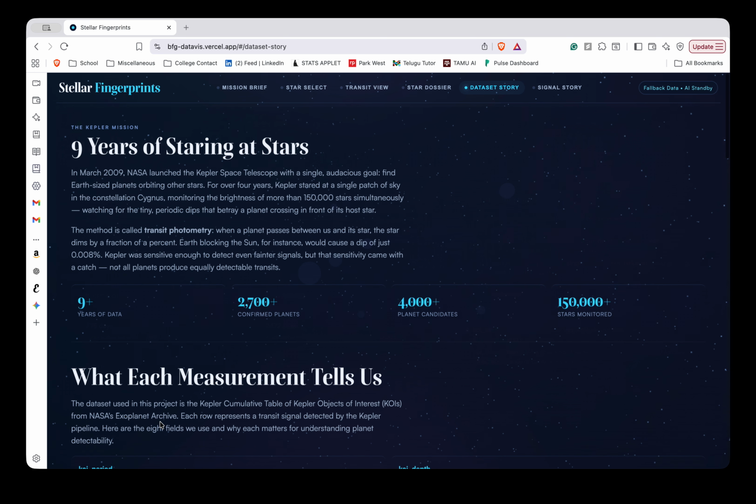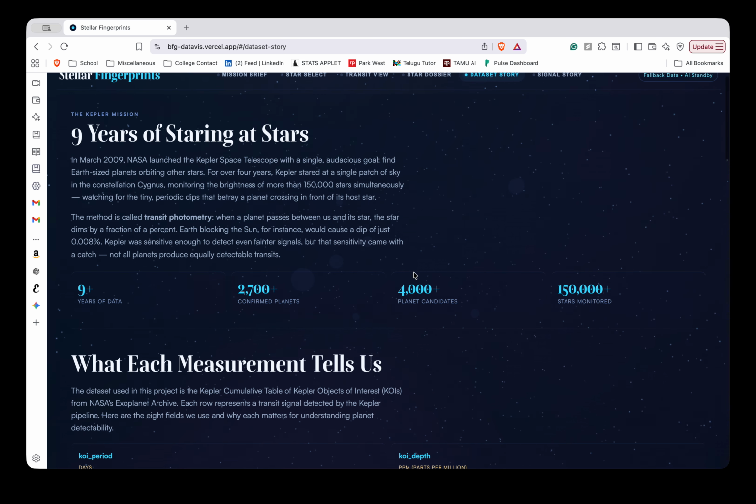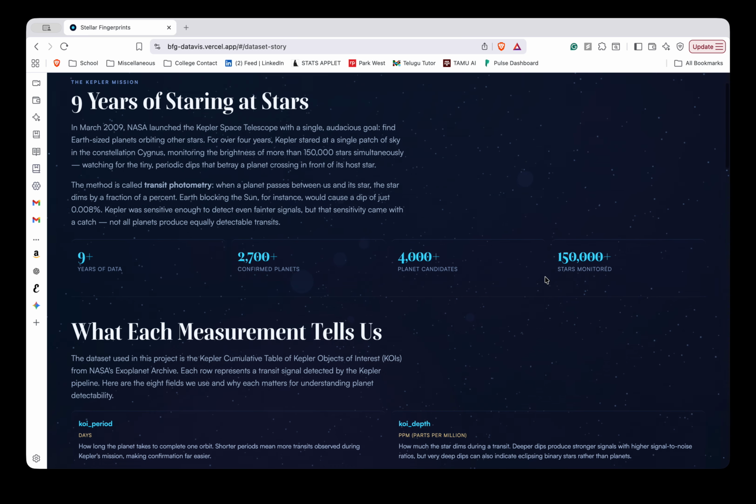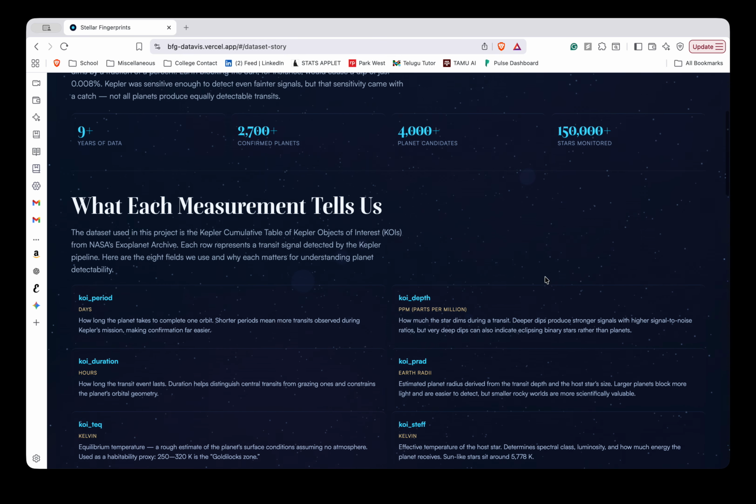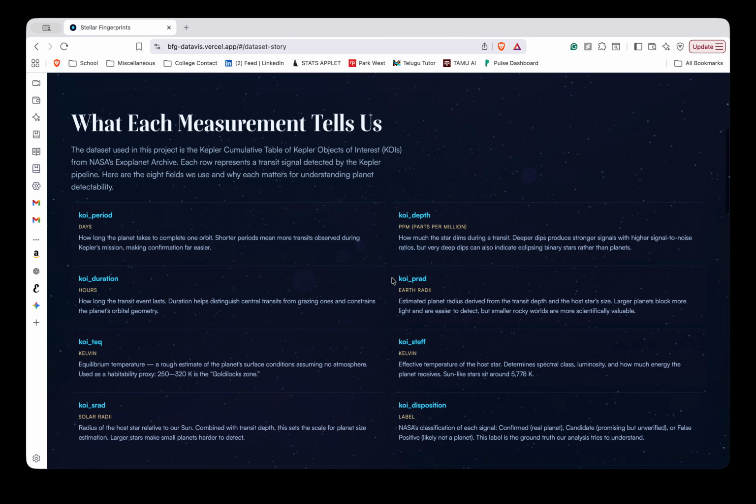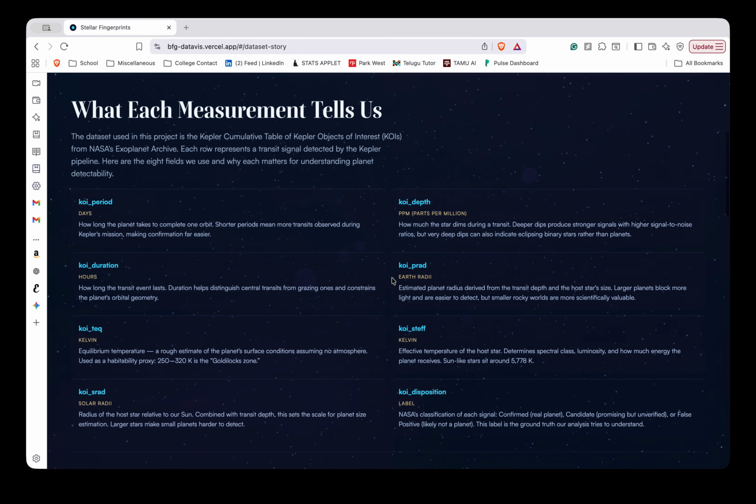dataset story, and it gives you the entire summary of what the data is and how we went about it. The entire thing is about the 9 years of staring at stars. It gives that data story visualization of 150,000 stars, 2,700 confirmed planets, and 9 years of data. We give a lot of information about each type of data and visualize it, so we can see the KOI periods, durations, dispositions, stuff like that. And then we have inbuilt biases, so we're trying to find it.